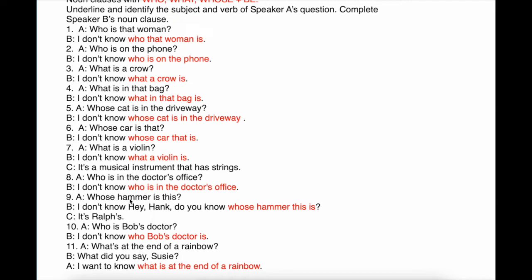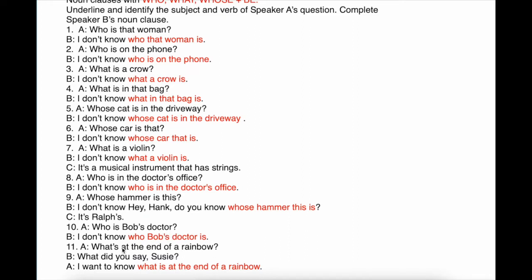Whose hammer is this? Hammer, çekiç, an instrument to pound nails. I don't know. Hey Hank, do you know whose hammer this is? Bu kimin çekici olduğunu. It's Ralph's. Ralph'ın. Who is Bob's doctor? I don't know who Bob's doctor is.